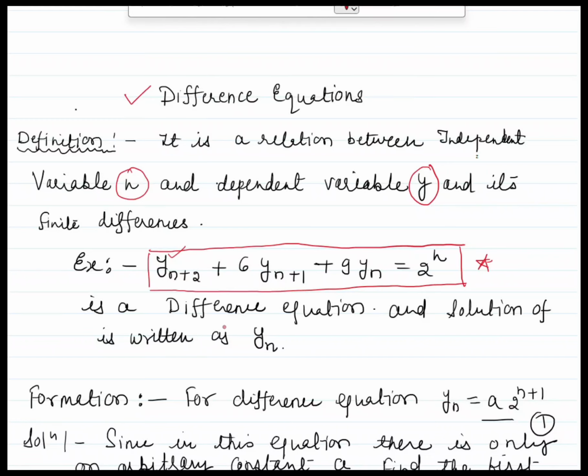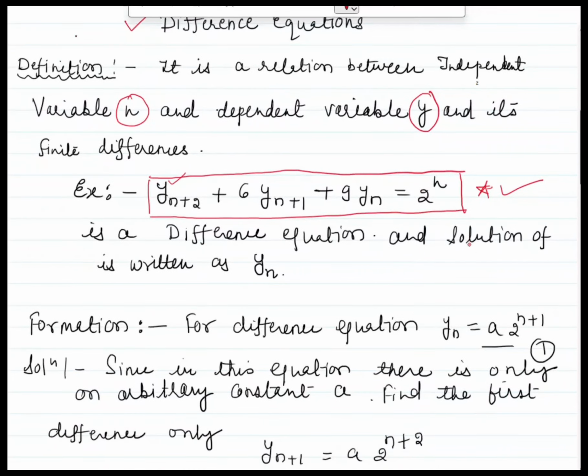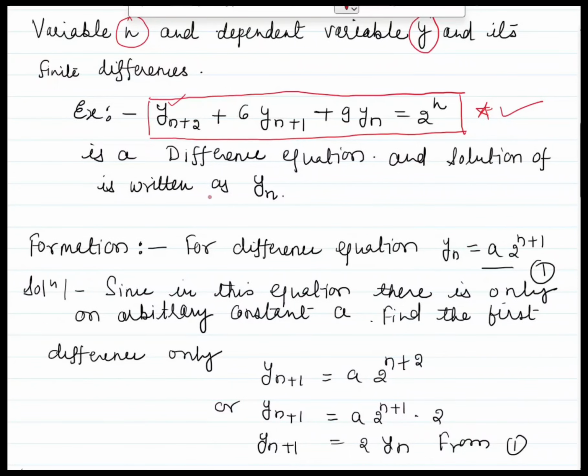It is a difference equation because in this equation we are using differences. This is the second difference, first difference, zeroth difference, meaning y dependent on n. This type of difference equation we can write in terms of the dependent and independent variable. Now, how to form this difference equation, meaning what is the formation of difference equation if we have a relation between dependent and independent variable. Like we can just say y dependent on n.